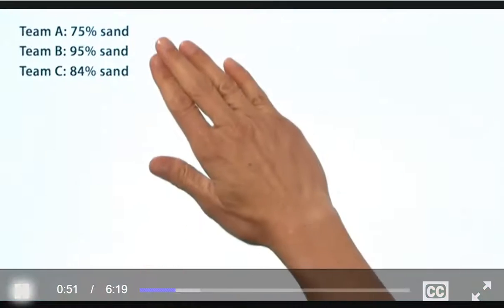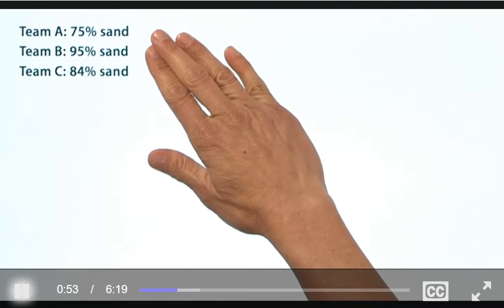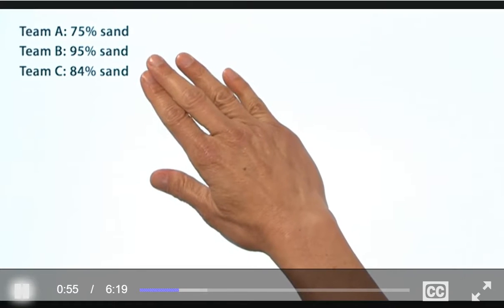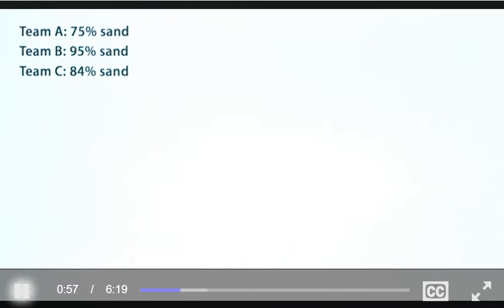In fact, three of the teams that I already know, Team A, B, and C, have already figured out the percentage of sand they use in their mixture. Check it out. Team A has 75% sand in their mixture. Team B has 95% sand in their mixture. And Team C has 84% sand in their mixture.